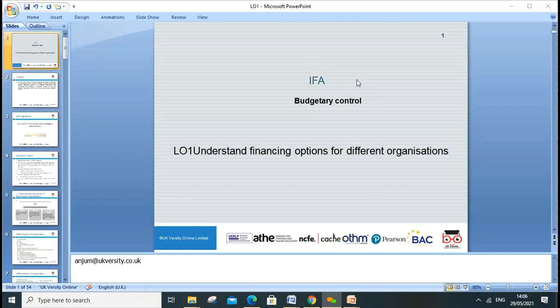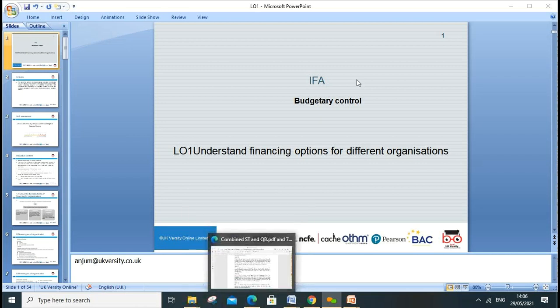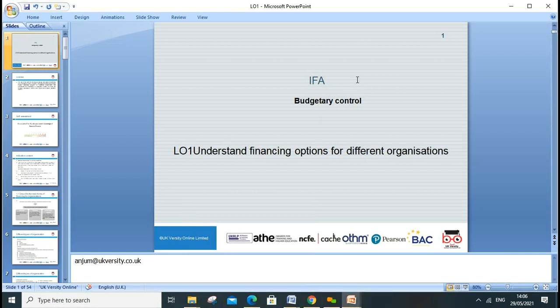Okay, welcome everyone. We'll start our first lesson. Today's lesson will go through LO1, Learning Outcome 1, about understanding financing options for different organizations.